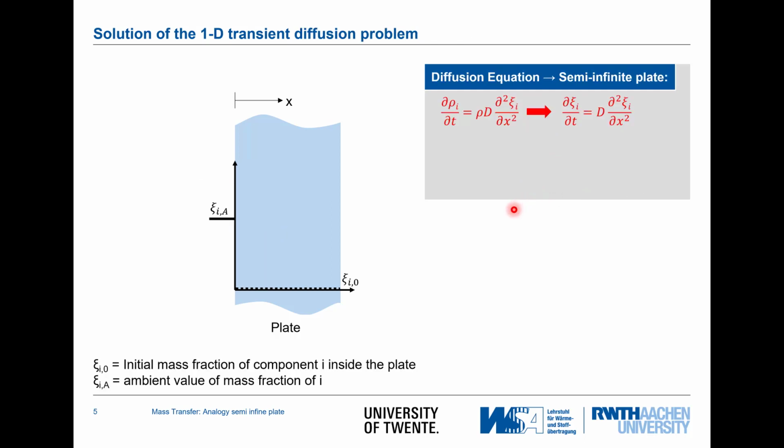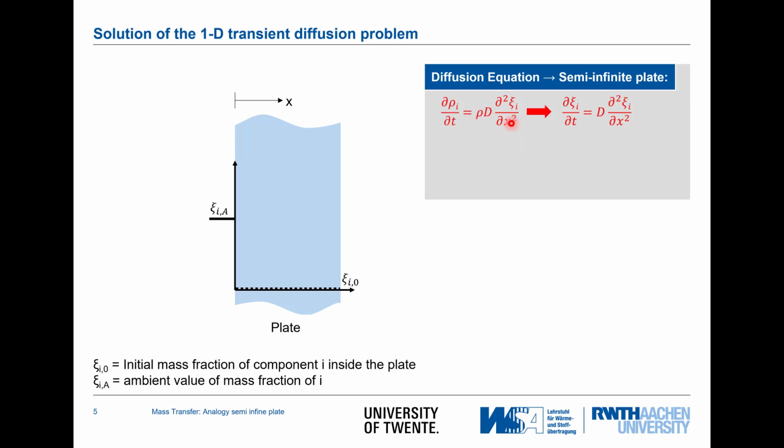Now, if we go to the mass transfer equivalent and try to carry over the elements from the heat transfer, then the setup is the same plate. Now our variable is xi, and here it's still the x coordinate. That's xi ambient of component E, that's xi initial of component E, and our equation is shown here.